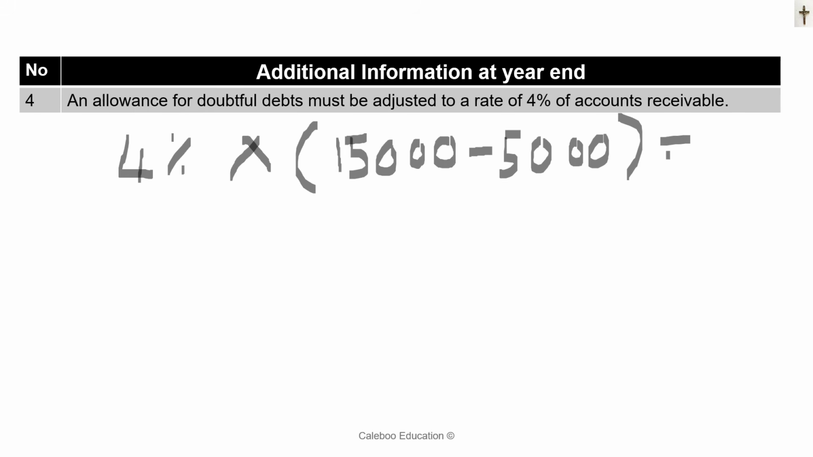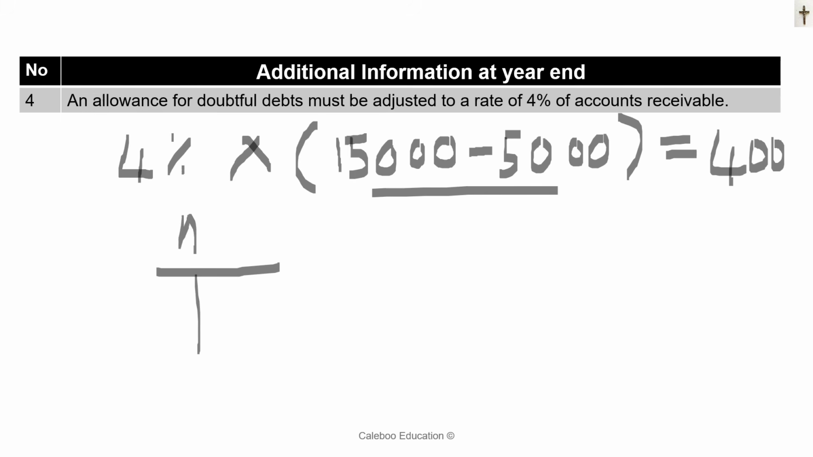Now, that is equal to 400. Punch it into your calculator. 4% of 10,000, 15,000 minus 5,000, is equal to 400. But the allowance account has a balance of 300 according to the pre-adjusted trial balance. So this allowance account, provision for bad debts allowance account, which is a decrease in assets, must be increased by another 100 to make it 400.